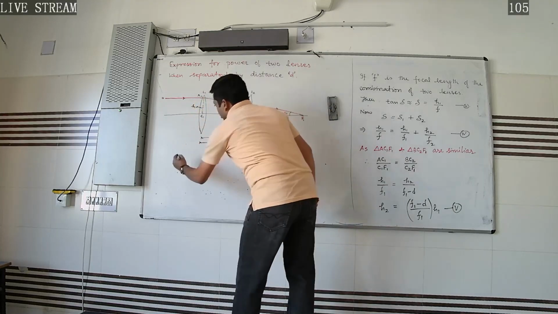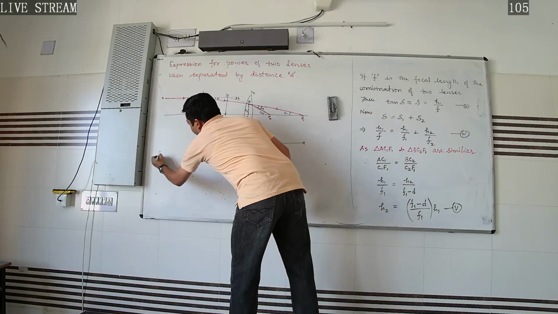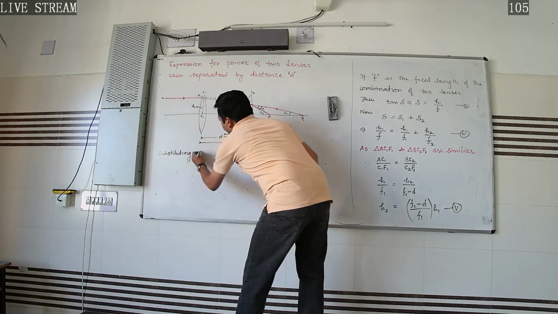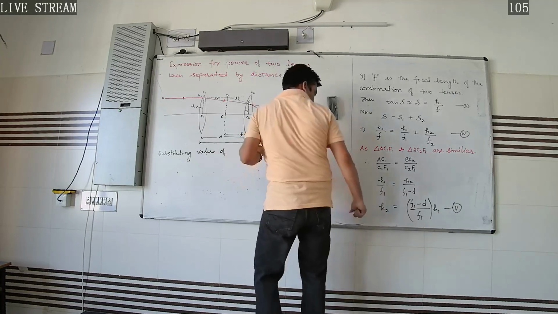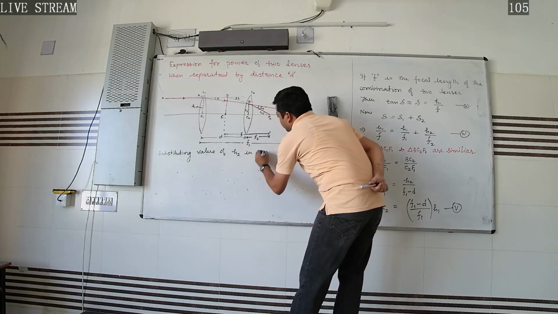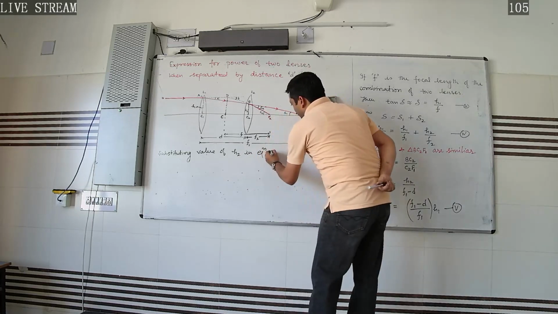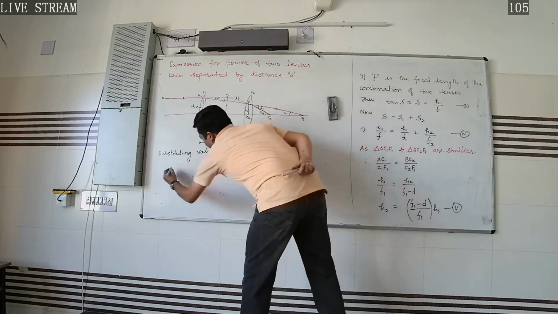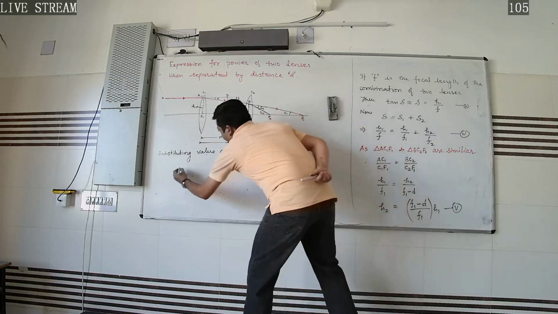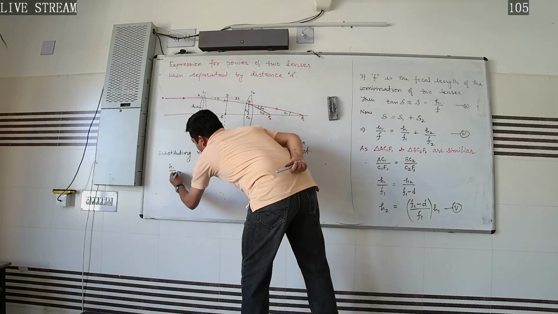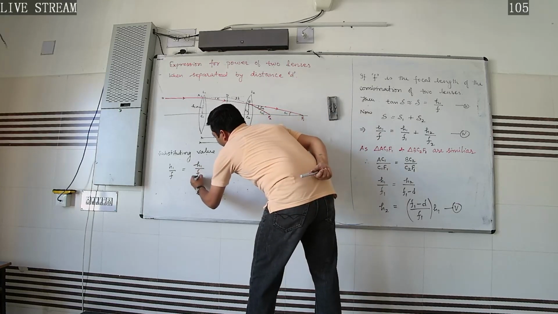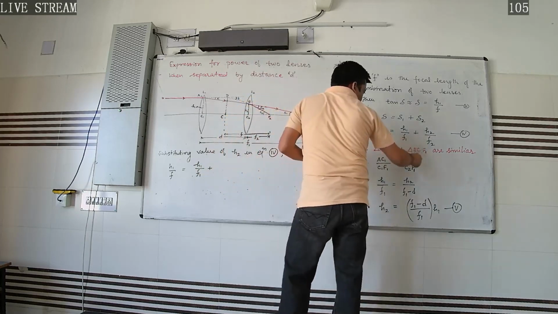That is, therefore, substituting the value of H2 in equation number 4. What we get? In equation number 4, we get H1 over F is equal to H1 over F1 plus H2 over F2.